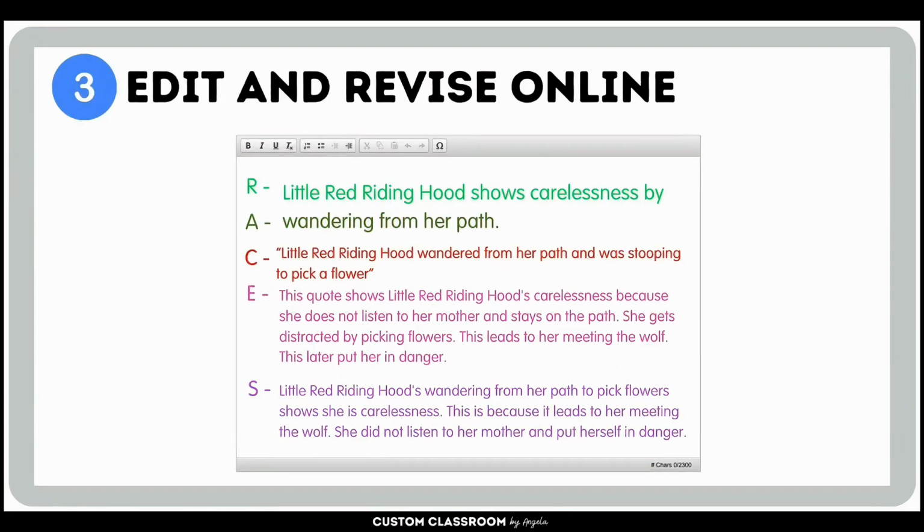So, my next saving tip here is to have students actually edit and revise online. So now that all my planning has happened in my text box here, everything's ready and I can just go back and add or tweak or edit. I don't have to retype what I wrote down on a piece of paper, which saves a ton of time.